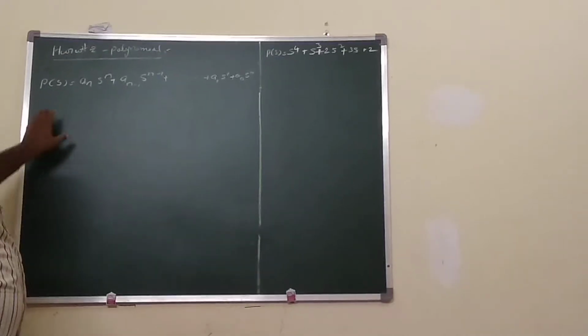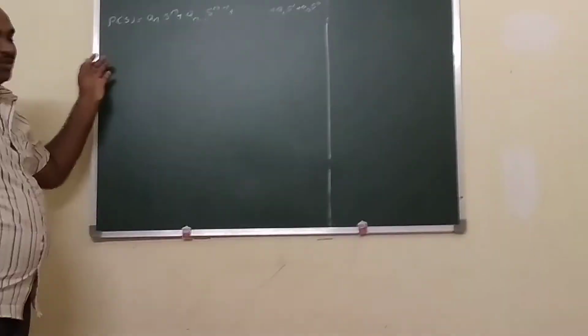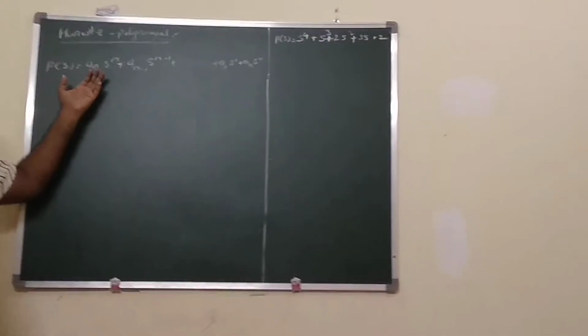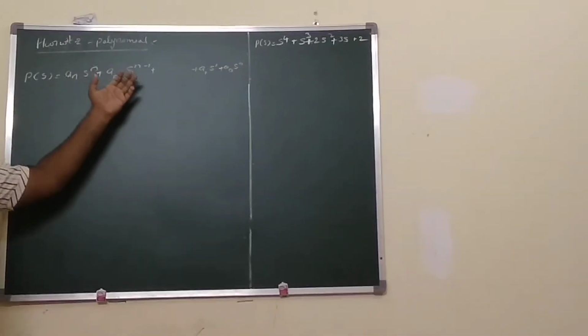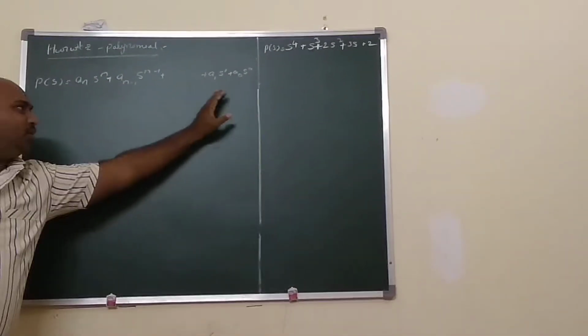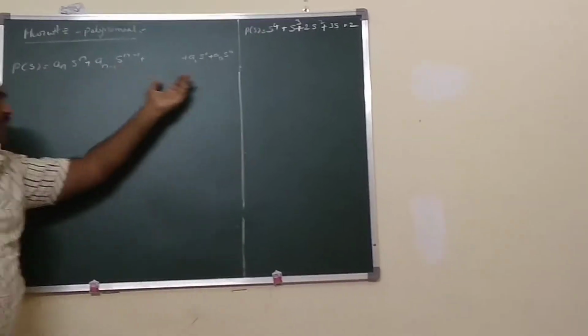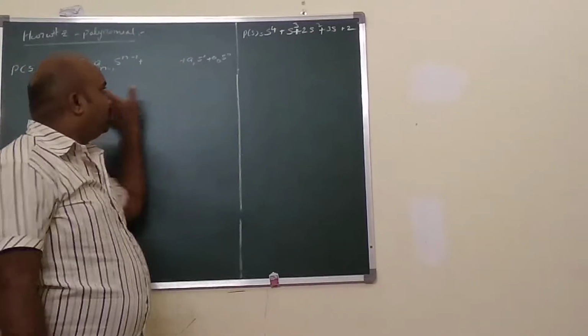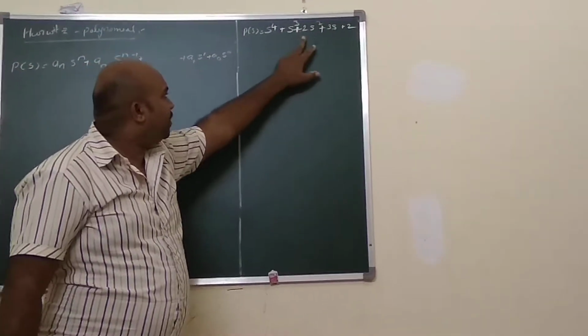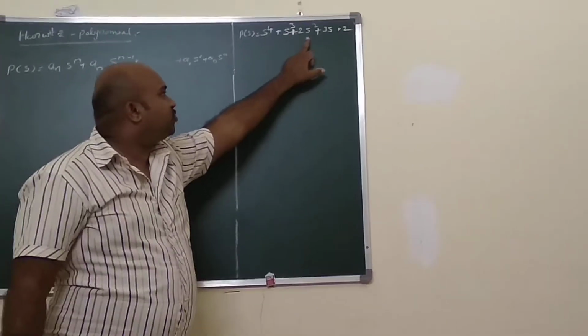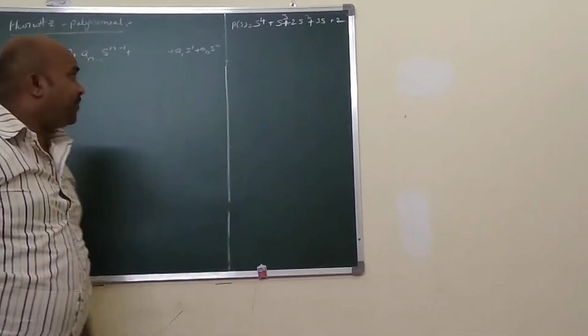Okay, so now if I give you a polynomial equation, P(s) is equal to a_n s^n + a_(n-1) s^(n-1) + and so on, plus a_0 s^0. So in general I have written it here. For that one you can see here, I am taking an example: s^4 + s^3 + 2s^2 + 3s + 2. You can observe this one.